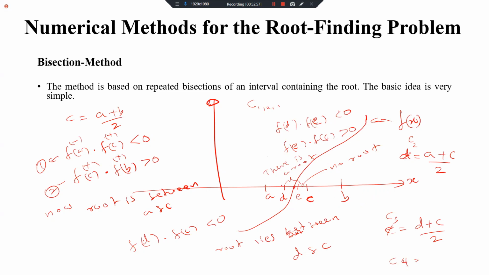This is what we are doing in the bisection method. We narrow down the region up to the root point. It is clear, no? Isn't it?